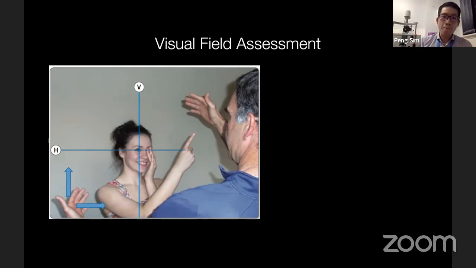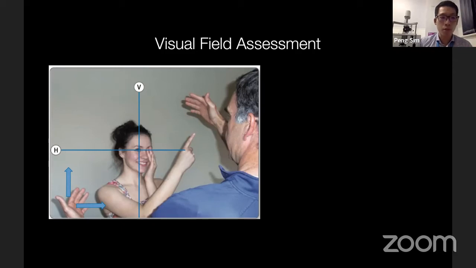So I think a systematic way of doing it is always start off with a gross assessment, so you can easily pick up any obvious defect. Just ask the patient to close one eye and say, can you see my face? Is there any bits that are missing? If they're telling you that half the face is missing, then it's potentially a homonymous hemianopia.